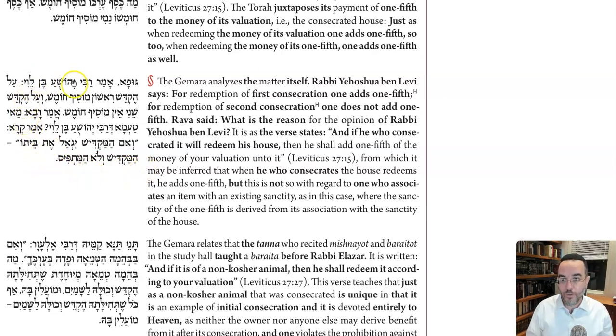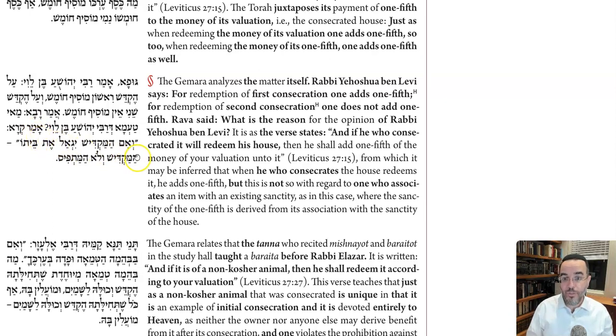Rava says, I have a source for Rabbi Yehoshua ben Levi that the additional one-fifth surcharge only applies from the initial thing that was first consecrated. A person says, I'm consecrating, right? It could be an item, it could be a piece of clothing, a vessel, whatever it is. Only when they go from the initial item, we're calling that A, that he consecrated, to B, then he has to add a fifth, but not later.